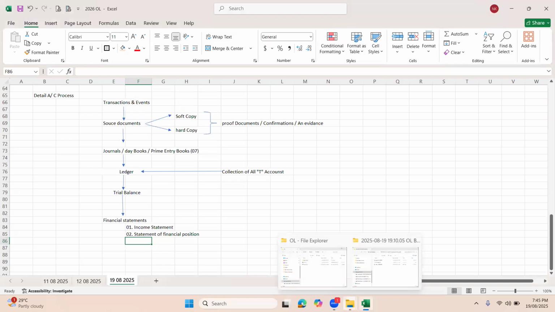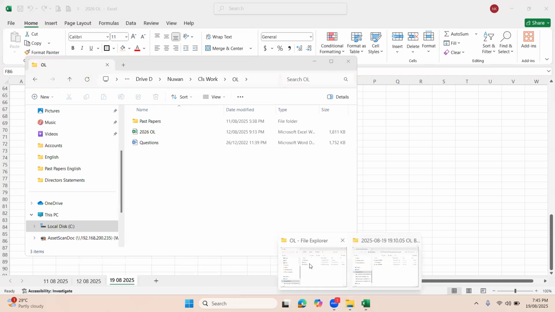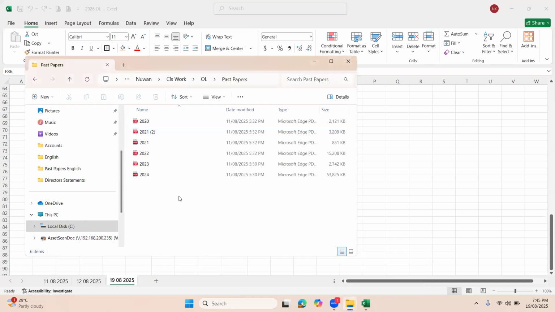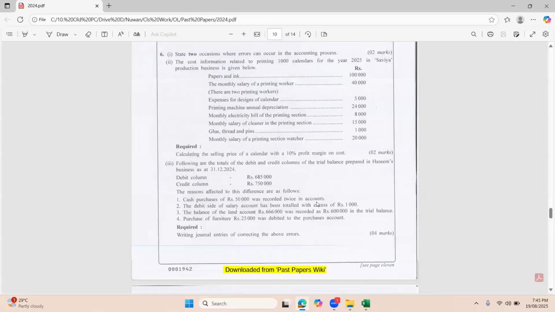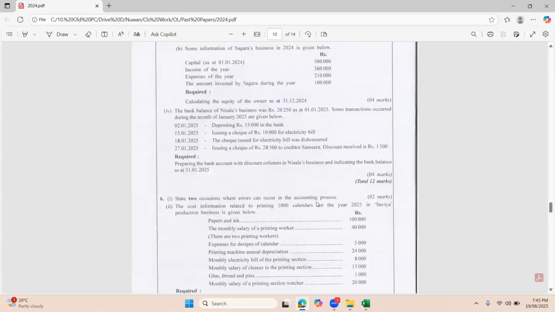Show you some exam papers related to financial statements. So see this one. I will go through one of the past papers that the examiner is asking you to prepare an income statement. I will show you.